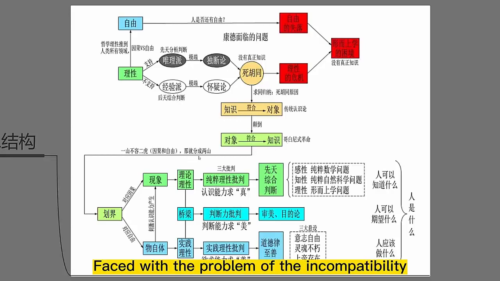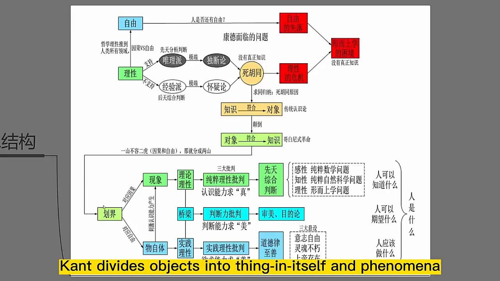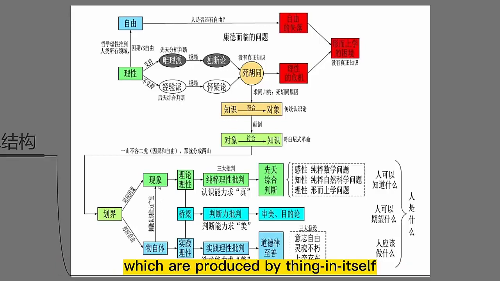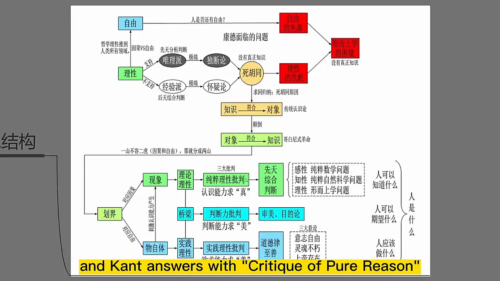Faced with the problem of the incompatibility of cause and effect and freedom, Kant thought of solving it by demarcation, that is, if one mountain does not allow two tigers, then it is divided into two mountains. Kant divides objects into thing in itself and phenomena, which are produced by thing in itself stimulating man's cognitive ability. Phenomena correspond to cause and effect, and thing in itself corresponds to freedom. Then the phenomenon corresponds to theoretical reason, and Kant answers with Critique of Pure Reason, which talks about cognitive ability to seek truth, and the theme is synthetic a priori judgment.